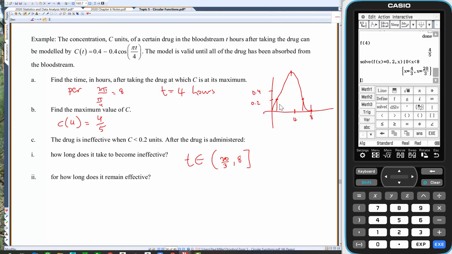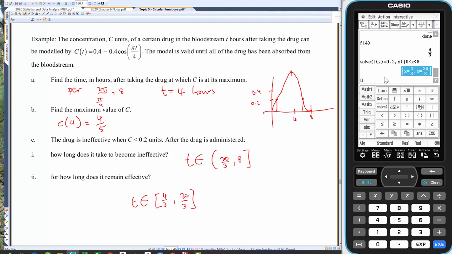Right, how long does it remain effective? Well, it's between these two values. t is an element, and we're going to include them, 4 on 3 to 20 on 3. Okay, so that's what we're going to say. So it's these values of t. How long does it take to become ineffective? It's those ones there. Now, what we can do is interpret those a little bit more so that we can talk about it in hours.